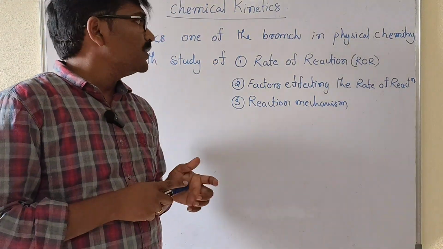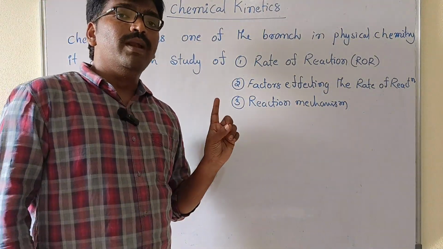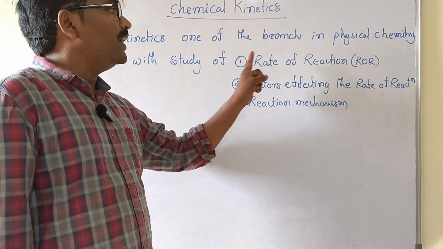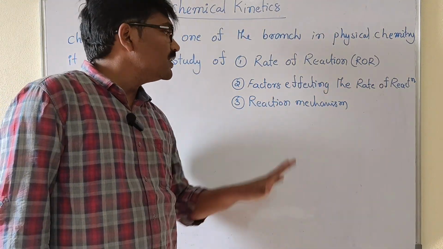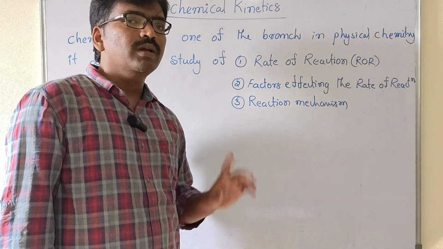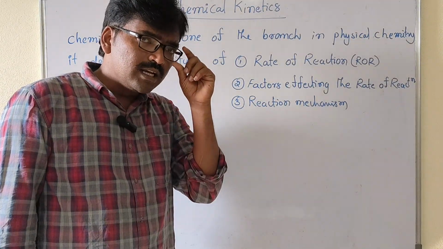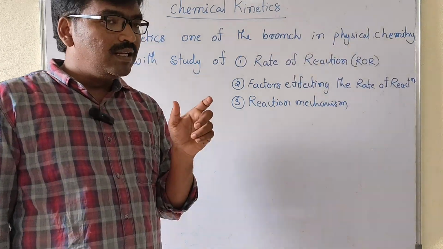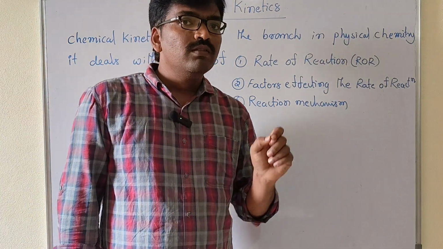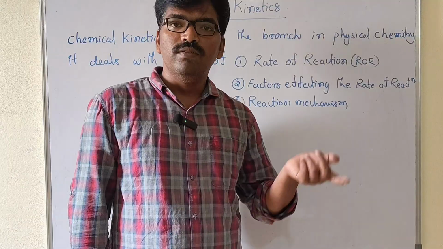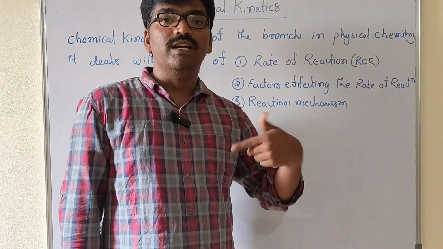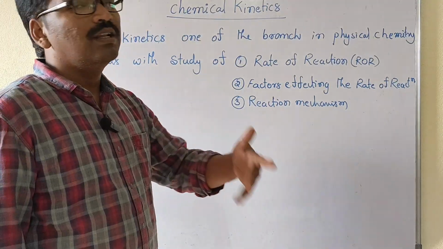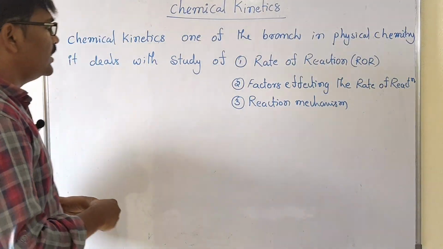Look, my dear students. Chemical kinetics is one of the branches in physical chemistry. What does it deal with? Rate of reaction, factors affecting the rate of reaction, and then reaction mechanism. Generally, one of the physical chemistry topics is thermodynamics. Thermodynamics deals with the study of feasibility of chemical reactions, whereas chemical kinetics deals with the study of rate of reaction and also factors affecting the rate of reaction. So that point also you have to note.